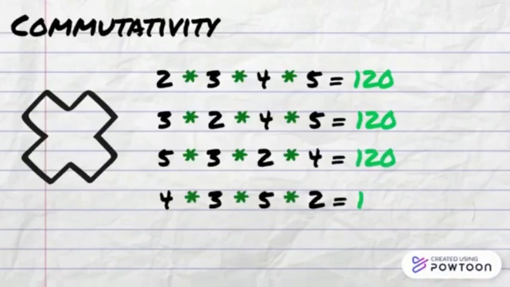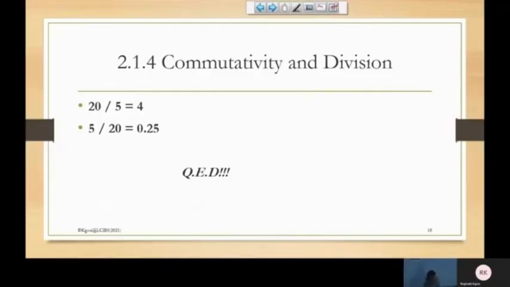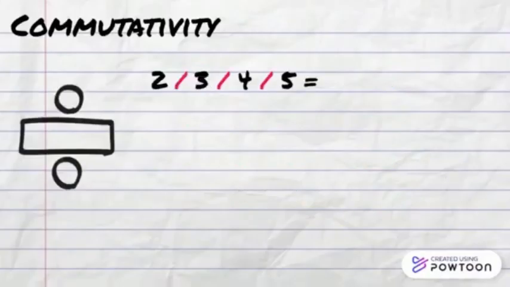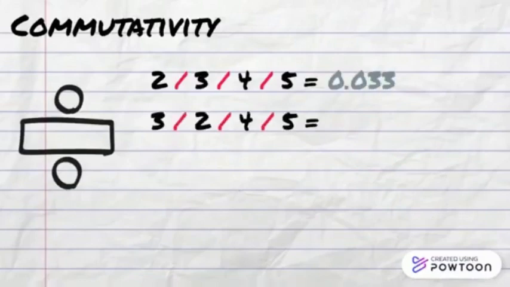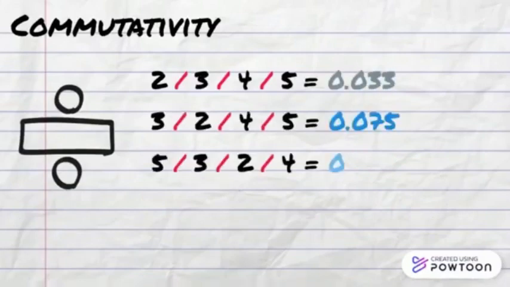Whereas with division it is quite a complicated one, so I decided to just use a very simple one there that you'll easily identify with, where we have 20 divided by 5 is 4, but if you switch the 5 and the 20 around, you get a different answer, 0.25.